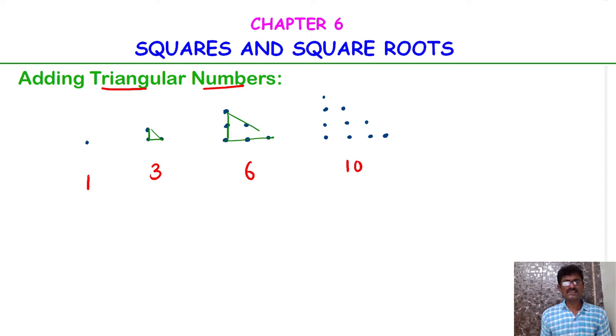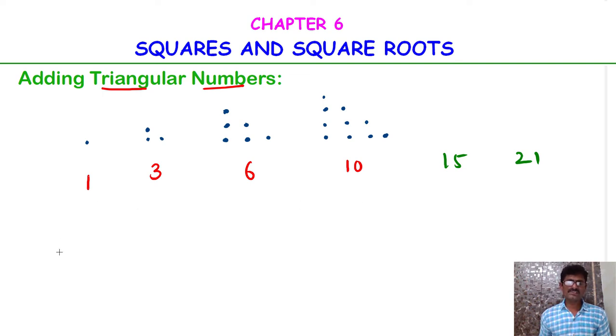This is also just like a triangle. This is also just like a triangle. So these numbers are called triangular numbers. So 1, 3, 6, 10. Next one is 15. Next one is 21. These numbers are called triangular numbers.